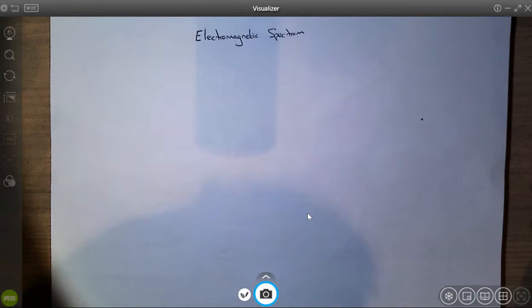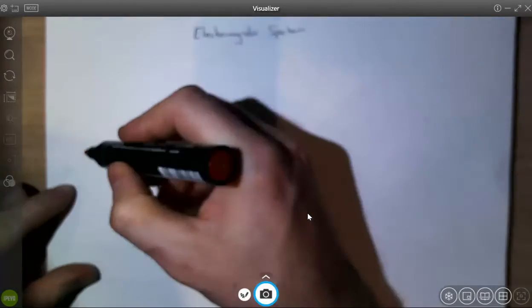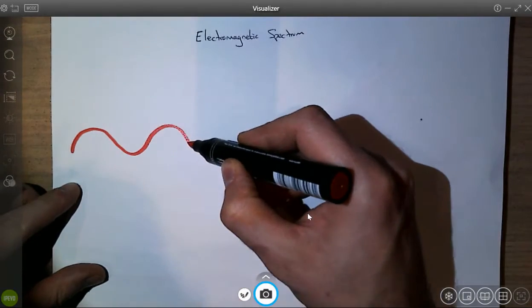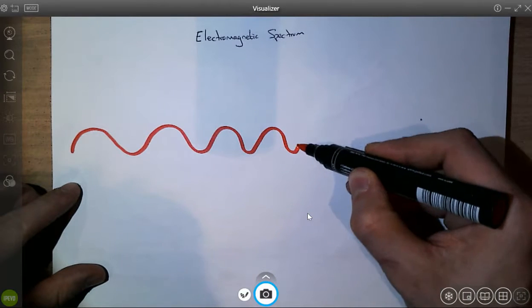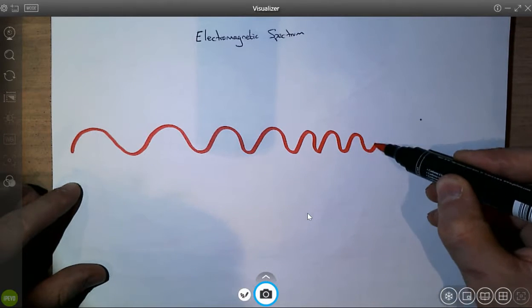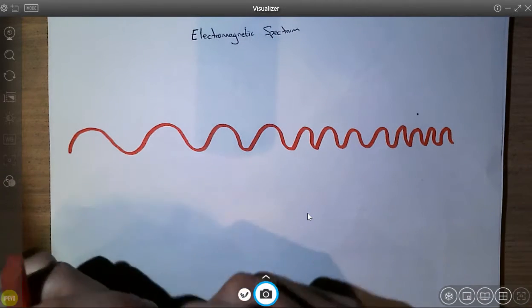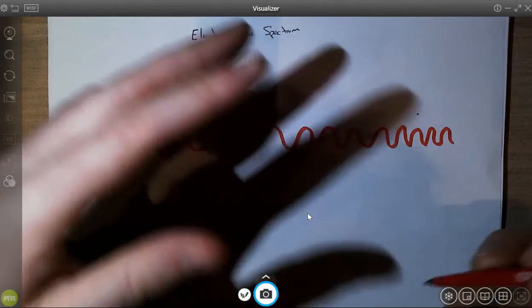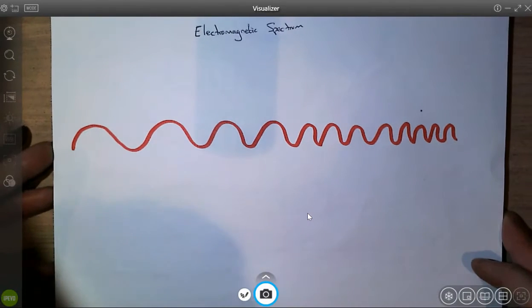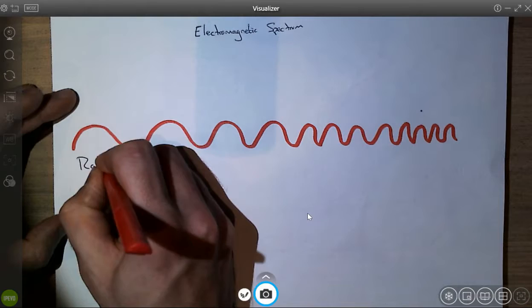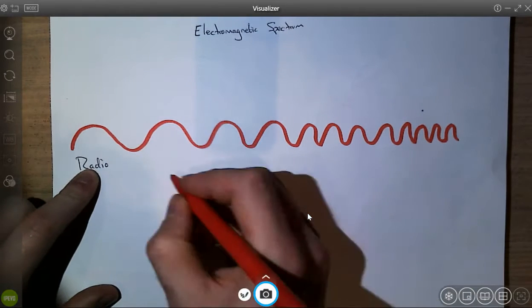In this video, we're going to look at the electromagnetic spectrum for GCSE Combined Science. The image that most students will have in their mind is this classic image of a wave that gets more and more bunched up as we go along. So this is commonly used to represent the electromagnetic spectrum, and then we take this image and we divide it into sections. So we're going to start here with radio waves.